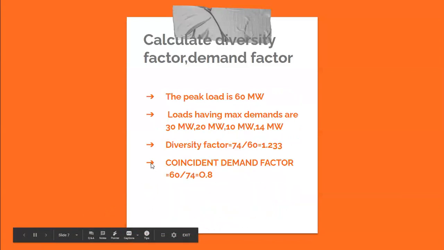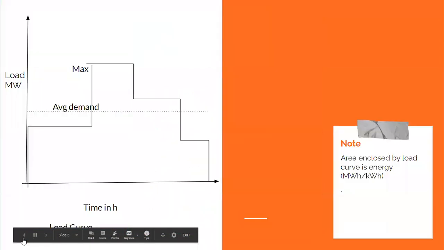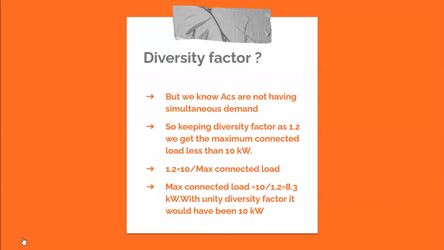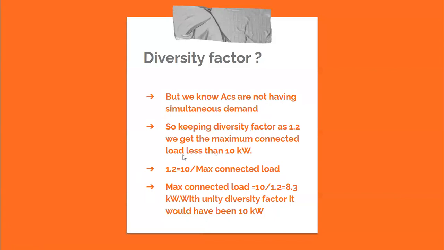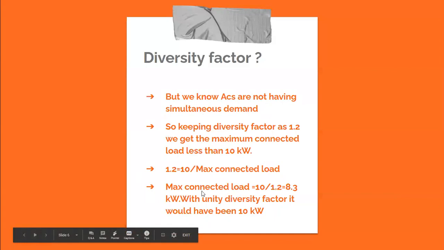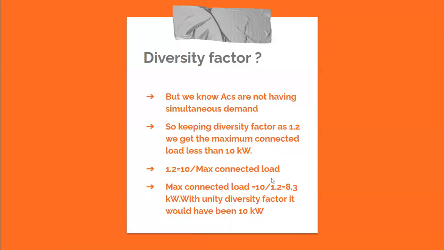We know that ACs, air conditioners, do not always have simultaneous demands. So suppose we keep the diversity factor as 1.2, then obviously the maximum load would be different, and that would be the maximum connected load. So we need not connect the system to a 10 kilowatt transformer. We might connect it to a lower kilowatt transformer. So 10 upon 1.2 would be 8.3.